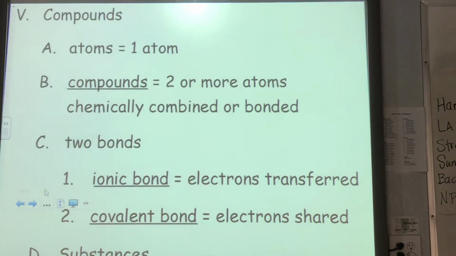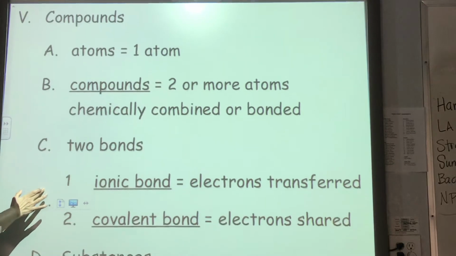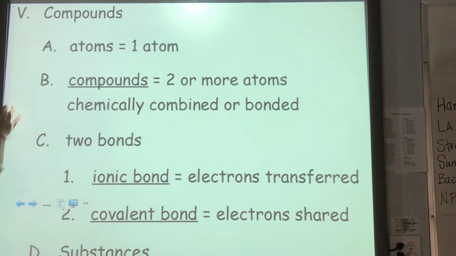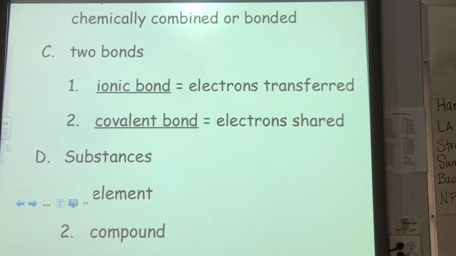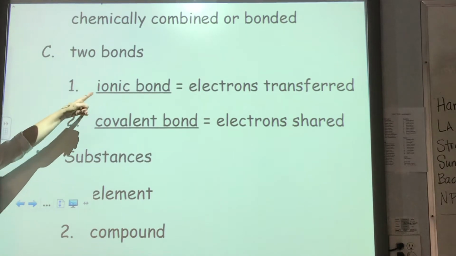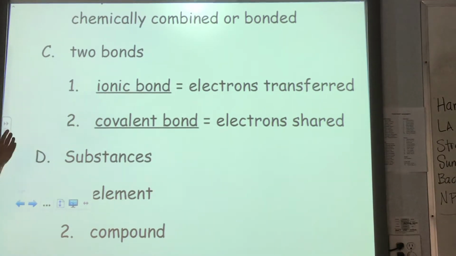All right, there are two types of bonds, two types of chemical bonds that form. One of them is an ionic bond, and that's why we talked about ions before we did this part. Ionic bonds involve ions.